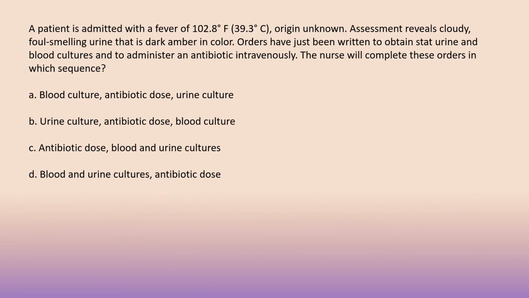A patient is admitted with a fever of 102.8 degrees Fahrenheit, 39.3 degrees Celsius, origin unknown. Assessment reveals cloudy, foul-smelling urine that is dark amber in color. Orders have just been written to obtain stat urine and blood cultures and to administer an antibiotic intravenously. The nurse will complete these orders in which sequence?